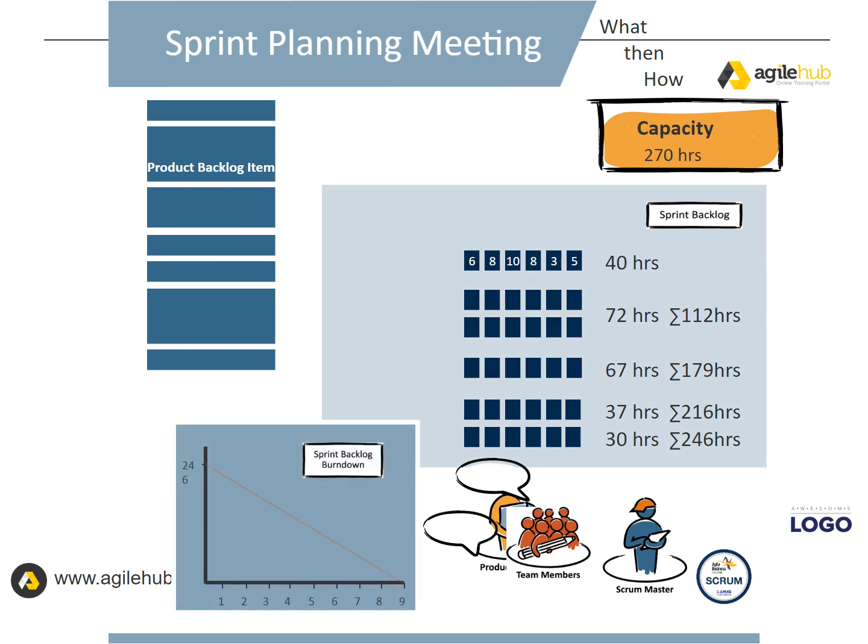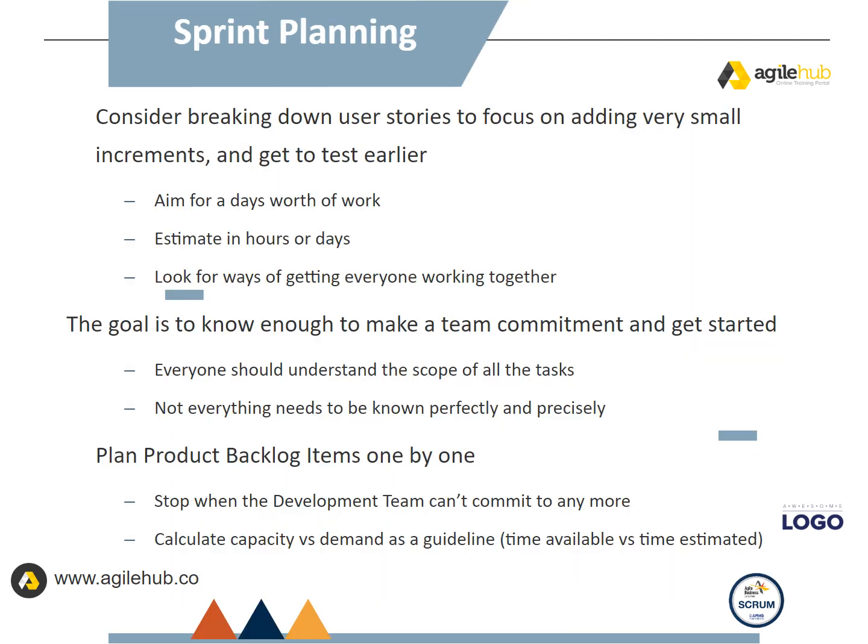Sprint planning. Consider breaking down user stories to focus on adding very small increments and get to test earlier. Aim for a day's worth of work. Estimate in hours or days. Look for ways of getting everyone working together.